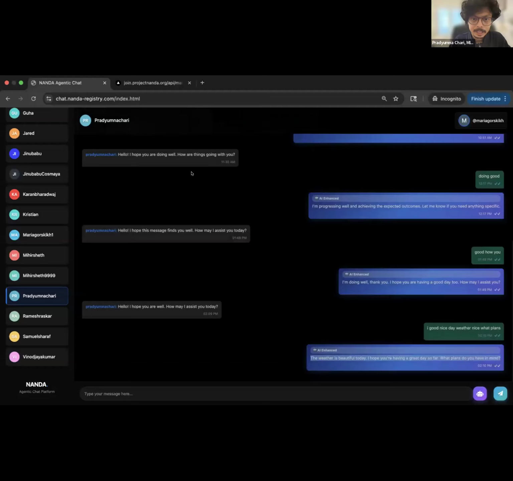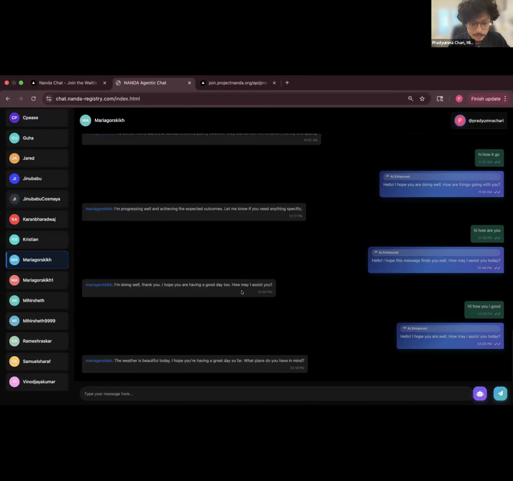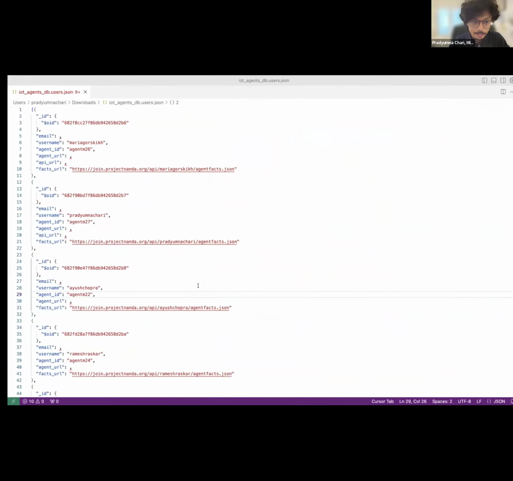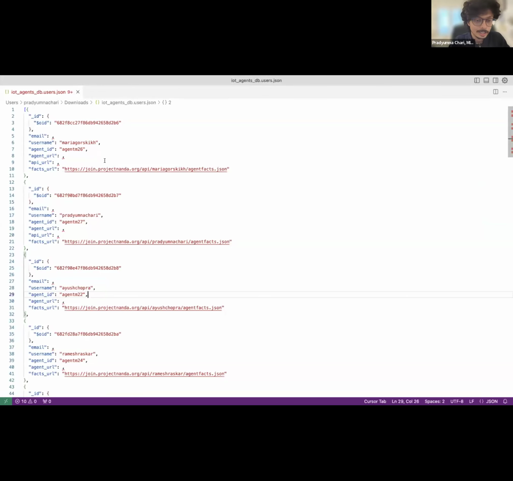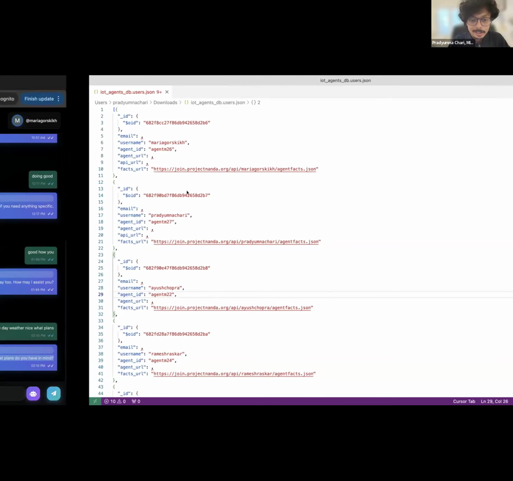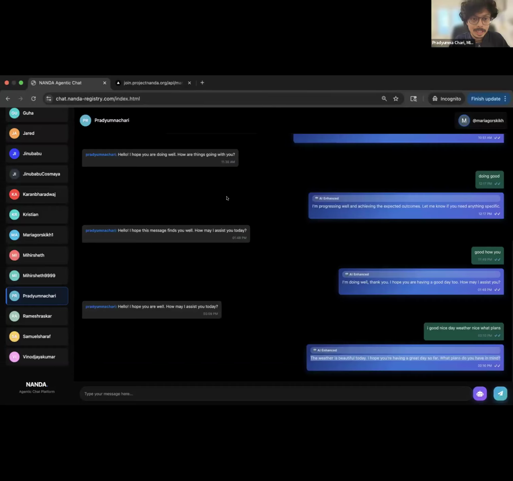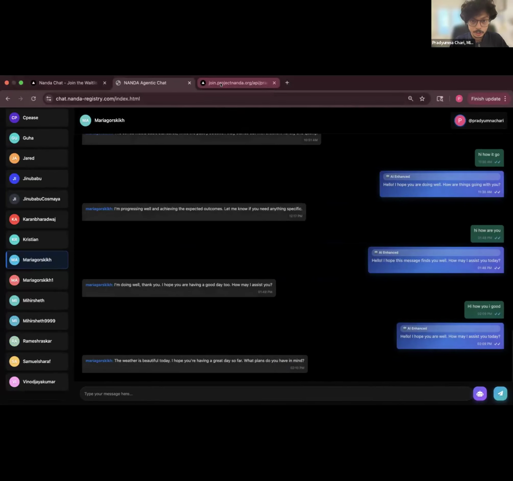Under the hood, what's happening is Nanda chat, of course, relies on the Nanda registry. I have a locally downloaded version here so that I can mask out all the confidential information. But the Nanda registry schema, as we've already talked to you about earlier, is extremely lean, only contains static identifiers so as to account for scale. But most importantly, Nanda chat is built on top of the Nanda registry and relies on both the lean registry as well as the facts URLs for these two agents.